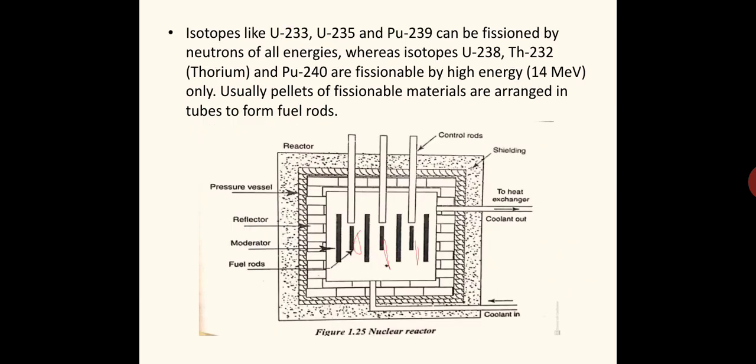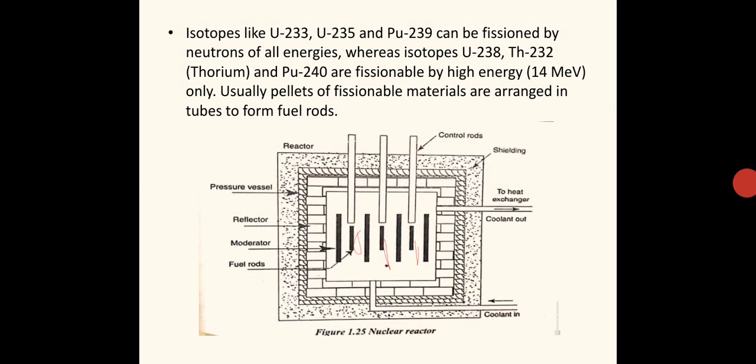Isotopes like uranium 233, uranium 235 and plutonium 239 can be fissioned by neutrons of all energies. So neutrons of all energies can be utilized for the fission reaction of these three fuels. But uranium 238, thorium 232 and plutonium 240 are fissionable only by high energy neutrons. So if we use these three as fuels, we have to use high energy neutrons for the fission reaction. That is very difficult. So usually uranium 235 is commonly used as the fuel.